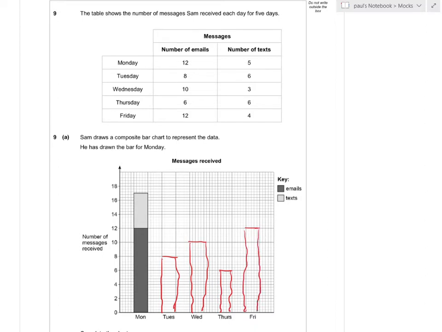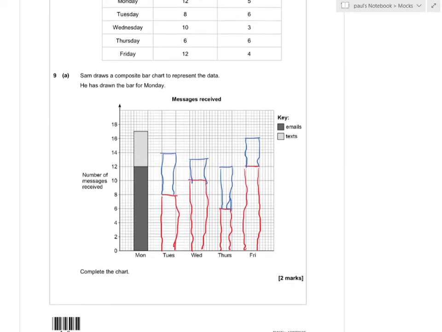Right. So these are the wrong colours. Yeah. And the text. I'll do text in a different colour just to help. The text on Tuesday is 6. So from 8 to 6 is 14. And 3 on a Wednesday. So that goes up to 13. And 6 on a Thursday. So from 6 to 6 that goes to 12. Yeah. And 4 on a Friday. So that goes up from 12 to 16. Yeah. So that is also blue and that one's red. So you shade them in the right colours. Make sure they were right.